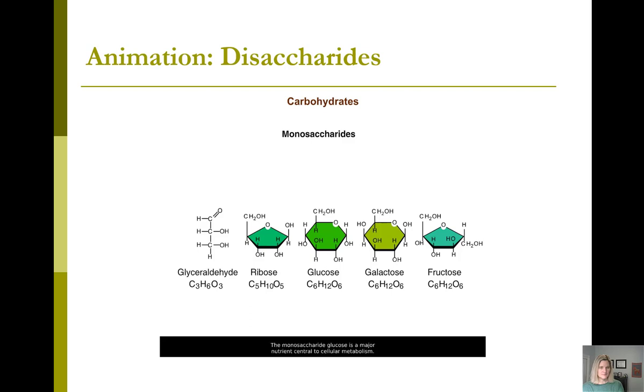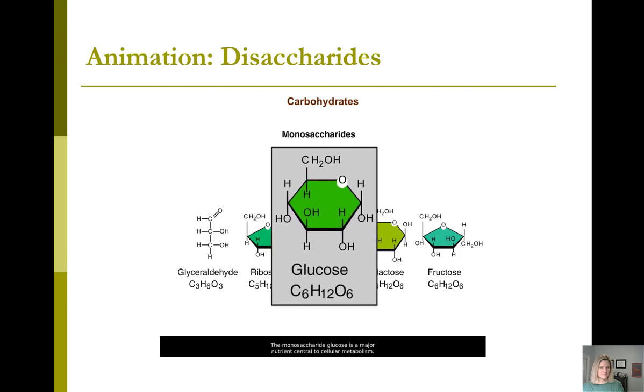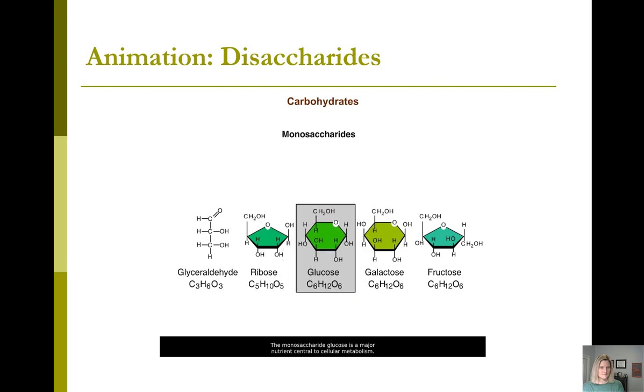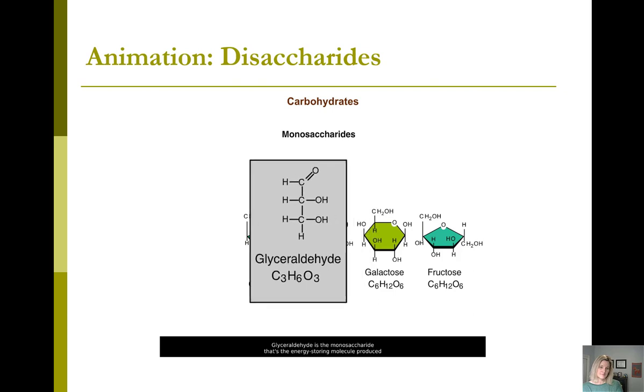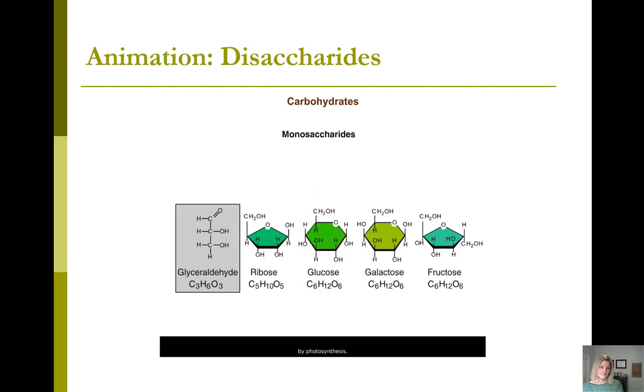The monosaccharide glucose is a major nutrient, central to cellular metabolism. It's broken down for energy in the process of cellular respiration. The carbon skeleton of glucose can also be used to build many other organic molecules, including amino acids and fatty acids. Glyceraldehyde is the monosaccharide that's the energy-storing molecule produced by photosynthesis. 2 glyceraldehyde molecules combine to make glucose.